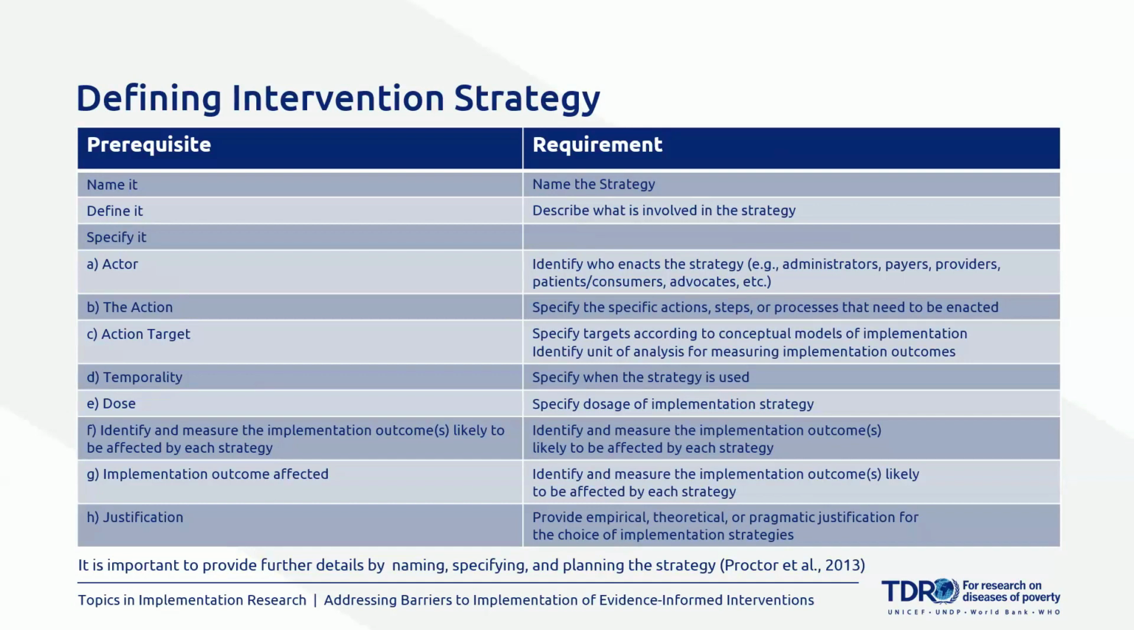Then also think about how you can measure the implementation outcome. In implementing the strategy, what outcome are you expecting, and how would you measure whether that strategy has led to that outcome, and what is the justification for having this strategy as part of your implementation. So once we define the strategy like this, it gives us a very clear idea about what it is that we are actually looking for.